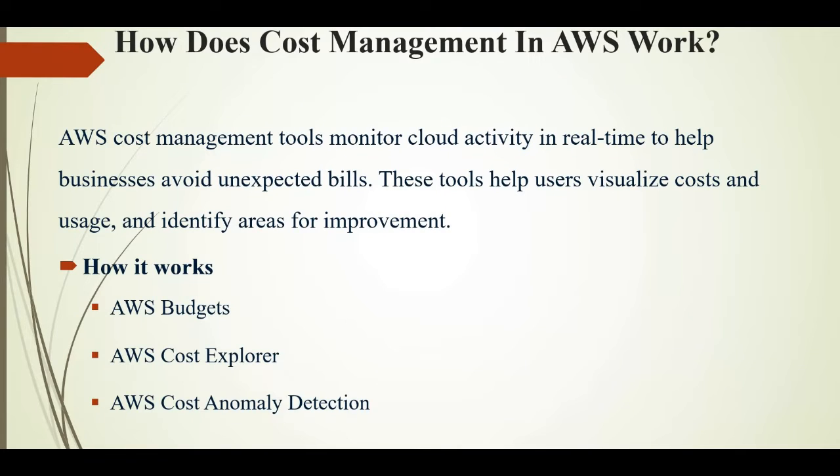The next is how does cost management in AWS work. So AWS cost management tools monitor cloud activity in real time to help a business avoid unexpected bills. These tools help visualize the cost and usage and identify the areas of improvement. It works through AWS Budgets, AWS Cost Explorer, and AWS Cost Anomaly Detection. So let's see one by one.